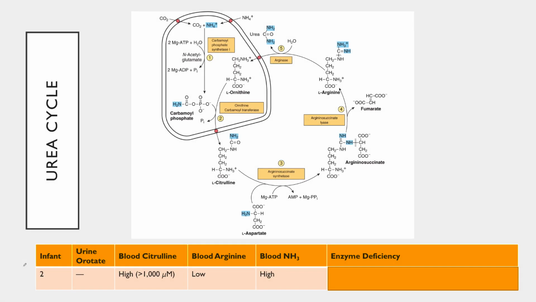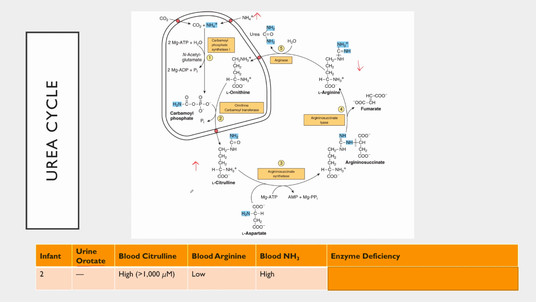So let's look at the second infant. Again, urine orotate, which comes from an alternative pathway of carbamyl phosphate metabolism, is not existent or low. This would suggest that we're not accumulating carbamyl phosphate. We also know that we're producing citrulline at very high levels, and blood arginine is low. And again, our blood nitrogen is high.